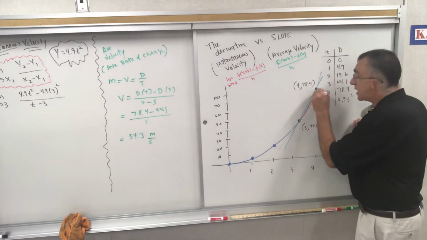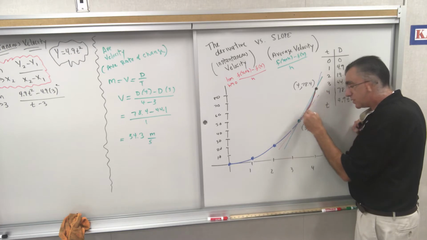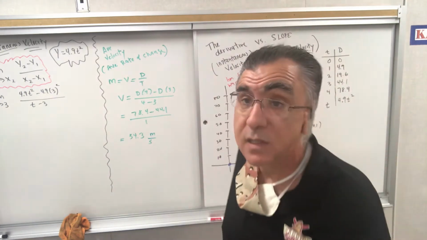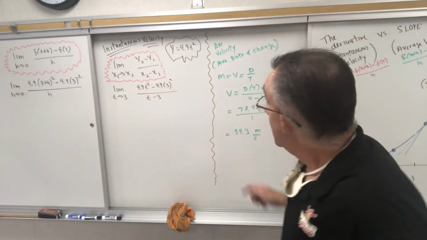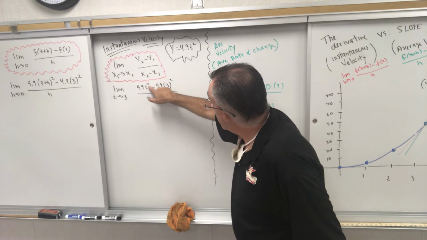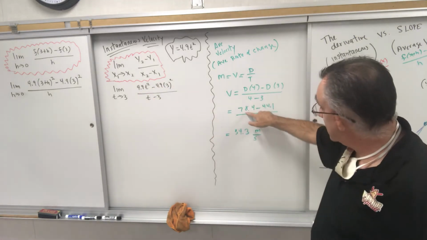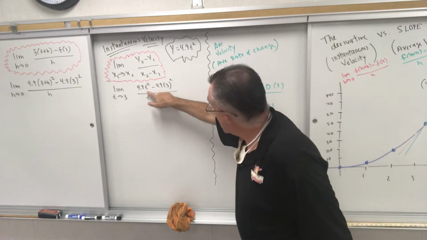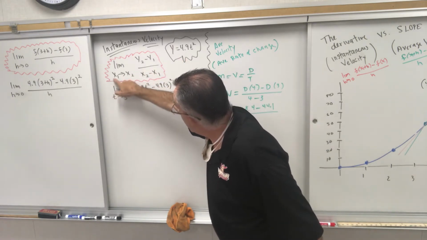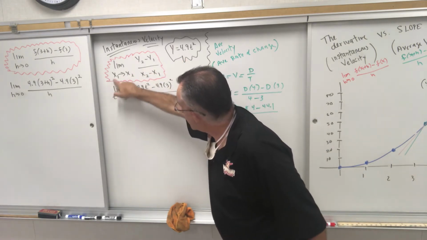I want to take that point and let it get closer and closer to that point. I don't want it to be 4 anymore. I want it to get very close to 3. So instead of calling this 4 squared times 4.9 and getting the 78.4, I'm just going to leave it as t. So I'm going to let that 4 get close to 3. Well, actually, I'm going to call it t.